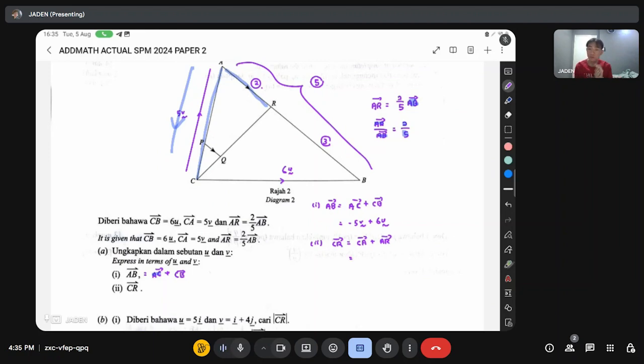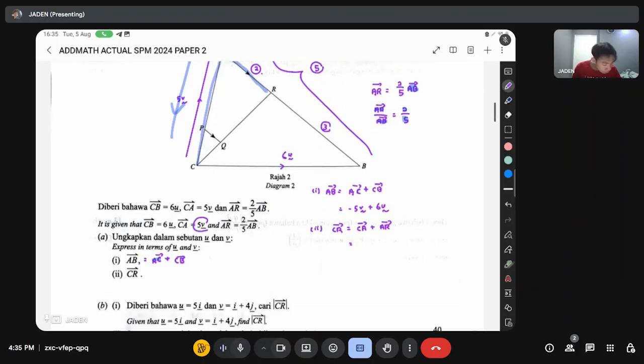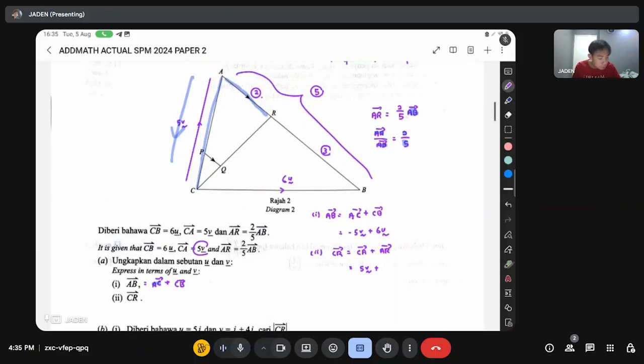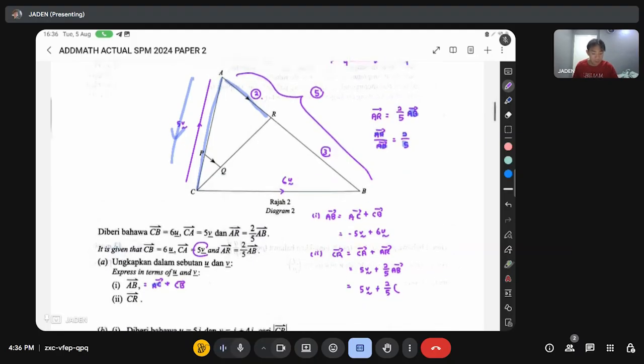So what do we do with C to A and then AR? C to A means we are going with 5V here. And then AR, it's 2 over 5 AB. So you write it down, 2 over 5 AB. And then you want to translate what is AB. So this is 5V plus 2 over 5. What is your AB now?